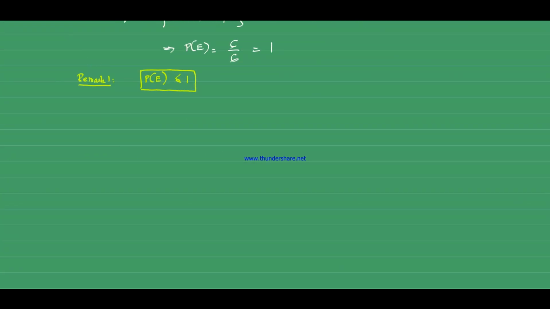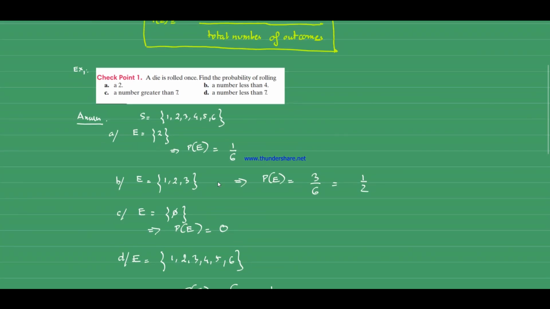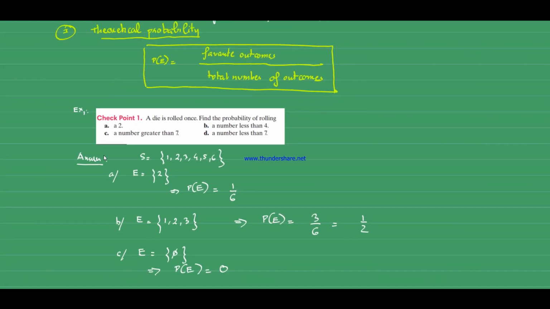Now let's do another example. Maybe after you finish the first example, you still don't know what theoretical probability is. Theoretical probability is just the probability in theory. What does it mean? If you notice in the first example, it says a die is rolled once. And sometimes the question doesn't say that. It doesn't say anything about dice being rolled or not. It just says find the probability of getting number 2 in a die.